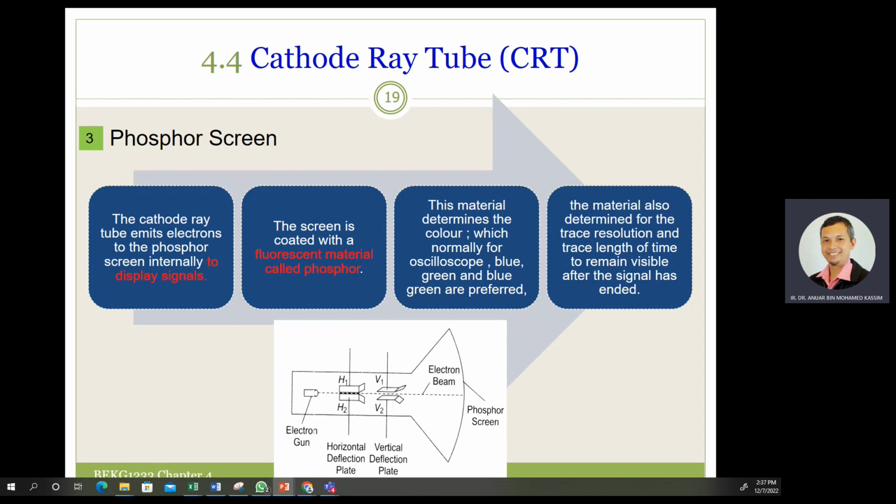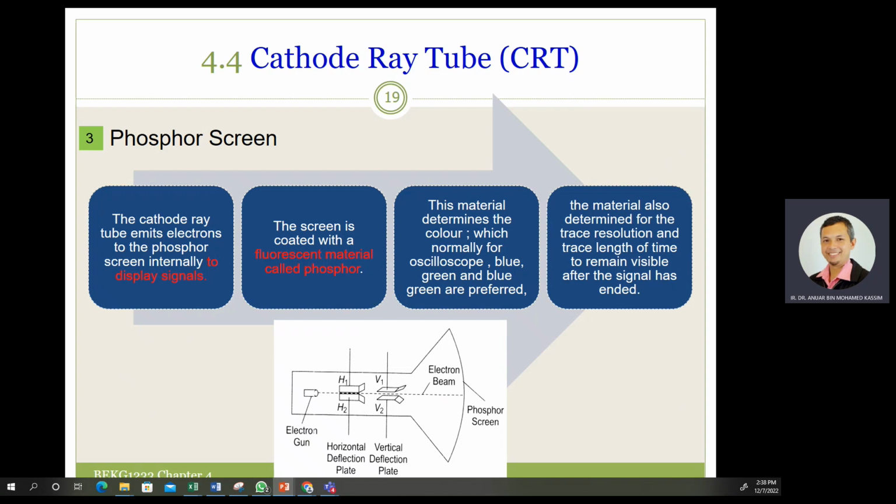Okay, as the phosphor screen, the cathode ray tube emits the electron to the phosphor screen internally to display the signal. The screen is coated with a fluorescent material called phosphor, and this material determines the color, which for an oscilloscope is normally blue or green. The material also determines the trace resolution and the length of time the trace remains visible after the signal has ended.